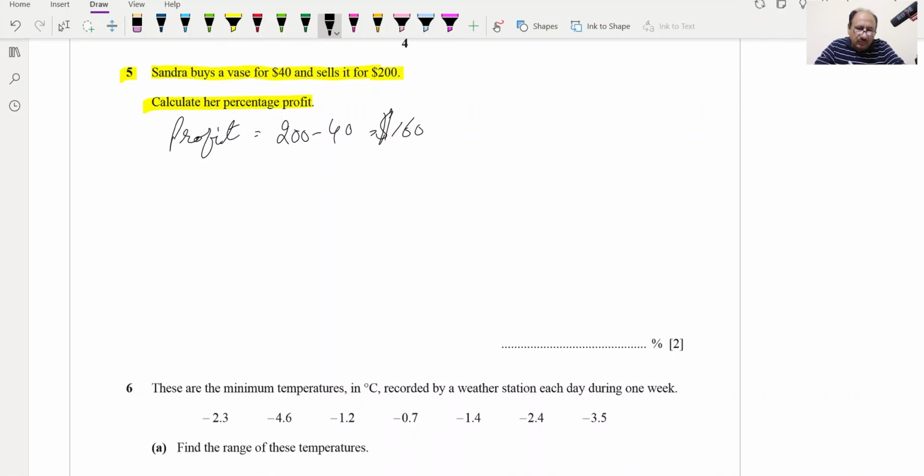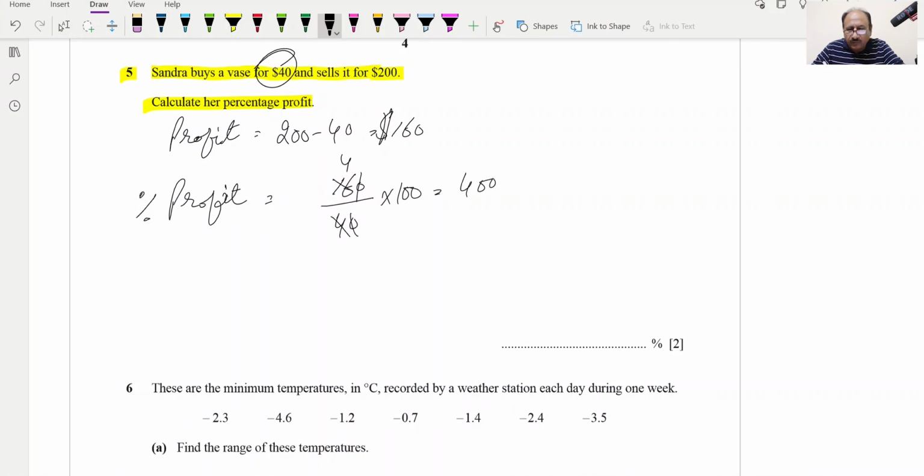and now we can calculate the percentage profit. So percentage profit will be equal to profit earned against how much amount, the investment, which is 40, and multiply by 100 for percentage, and we can cancel this 0 with this 0, and 4 4s are 16, and this will be 400. So 400 percentage is our answer for this part. We can write 400. This is 2 marks part.